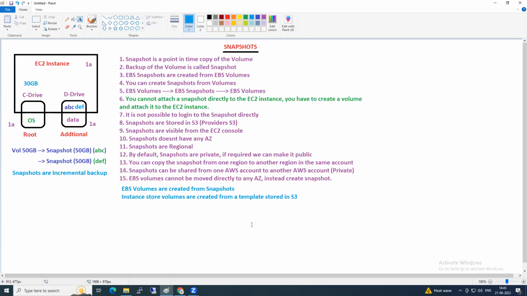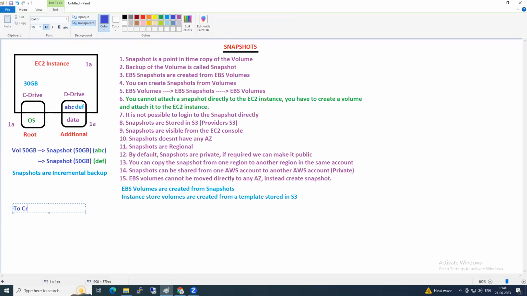To create a snapshot, do we need to stop the EC2 instance? Not required, no. To create a snapshot, we no need to stop the EC2 instance. It is not at all required to stop it. No downtime required.